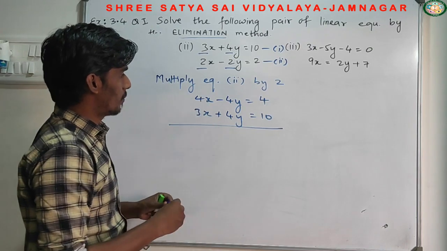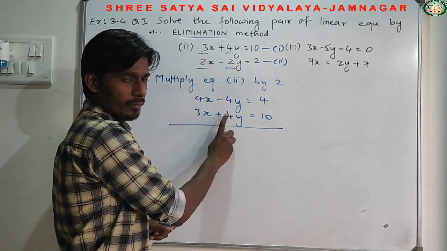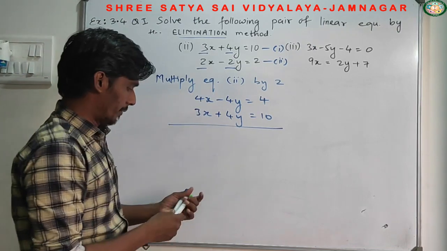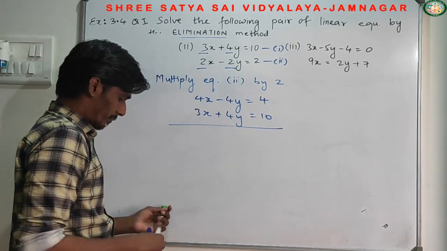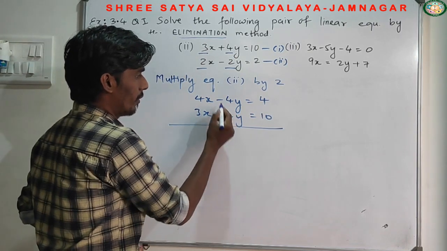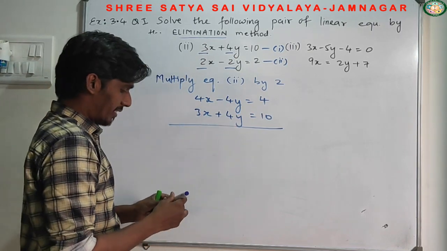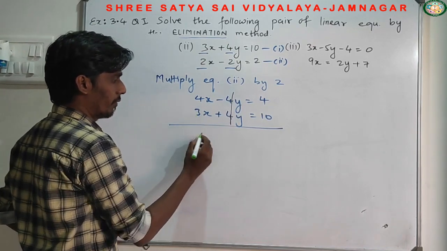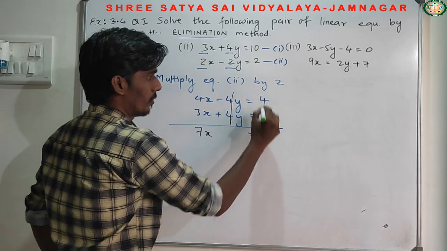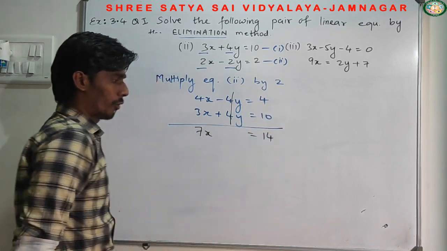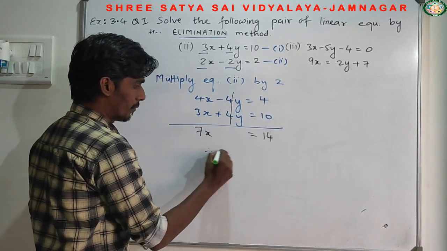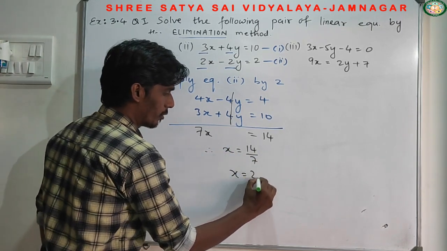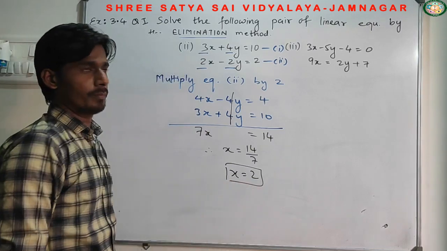Now if you look at this, both the coefficients of y are the same, so it is possible to eliminate them. Here 4 and 3. To eliminate this one, plus minus 4 plus 4 get cancelled. 4x plus 3y is how much? 7x. 4 plus 10 is what? 14. So 7x equals 14. So we can write 14 upon 7, x equals 2.